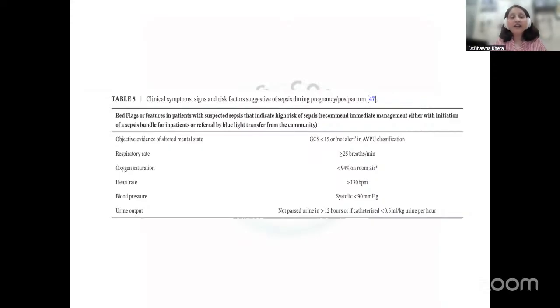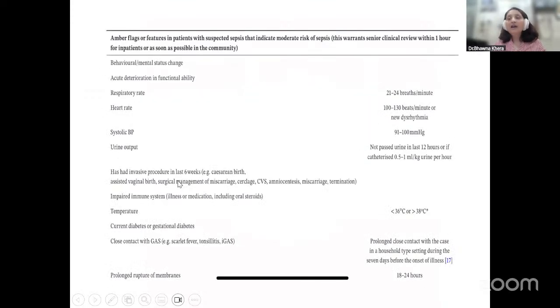Respiratory rate has increased. Oxygen saturation has gone below 94% on room air. Heart rate is more than 130. Systolic blood pressure is less than 90. Urine output: no urine passed in more than 24 hours, or if catheterized, less than 0.5 ml per kg urine per hour. Now coming to what the amber signs mean.